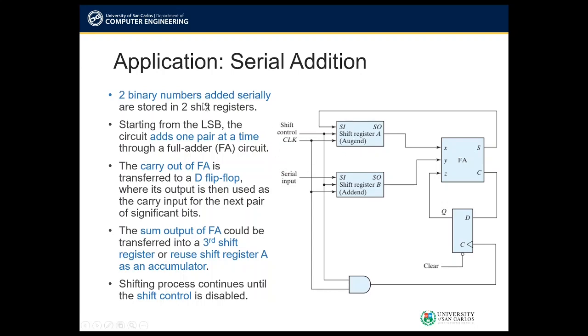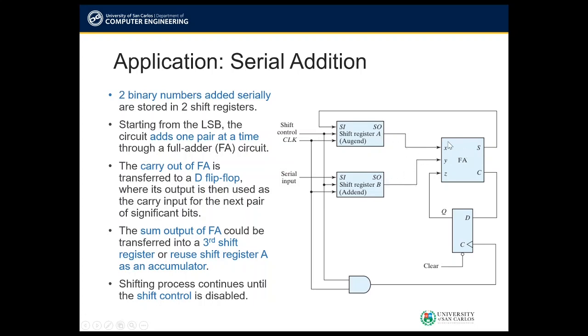In this scenario, 2 binary numbers added serially are stored in 2 shift registers. So we have here shift register A storing the augend, and we have here shift register B storing the addend. Starting from the LSB, so at the rightmost part, since we are here considering shift right registers, the circuit adds 1 pair at a time through a full adder circuit, here represented by FA.